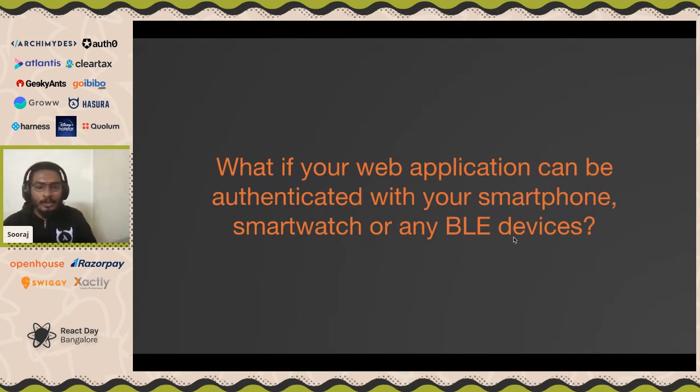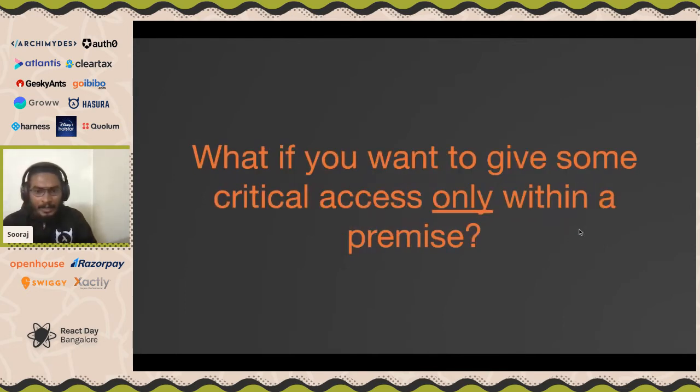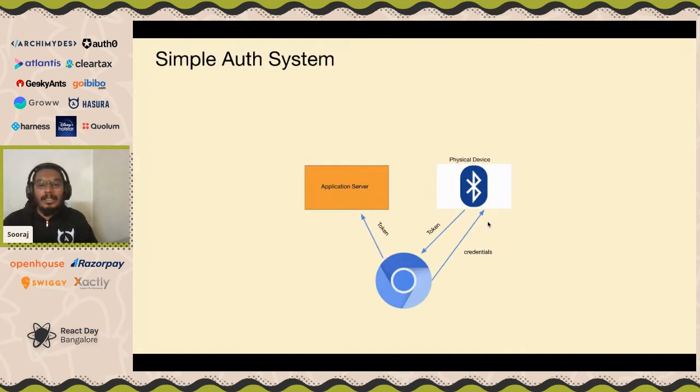If you have your smartphone, you can do it. Just like the authenticator applications, you can make some custom devices. And what if you really want to give critical access within a particular premise? Let's say I run a factory and I don't want to give access to a technician who's not in that premise. So this is something I mentioned, geofencing. You can get access only if you reach that place.